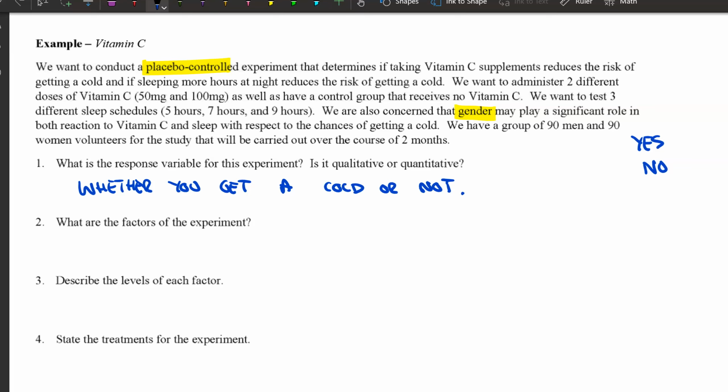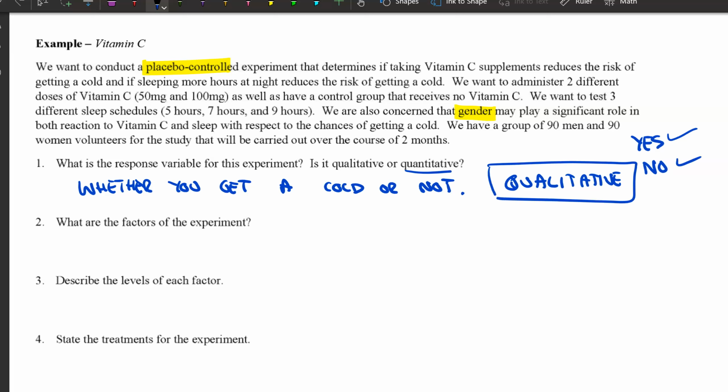Is it qualitative or quantitative? Quantitative is numbers, so it is qualitative. We'll talk about this in chapter 1. We're getting a little ahead of ourselves here. Qualitative is synonymous with categorical. Yes, no. What are the factors? The factors are amount of vitamin C. Don't just say vitamin C. It's the amount of vitamin C you take. And it's a 2-factor experiment, the amount of sleep.